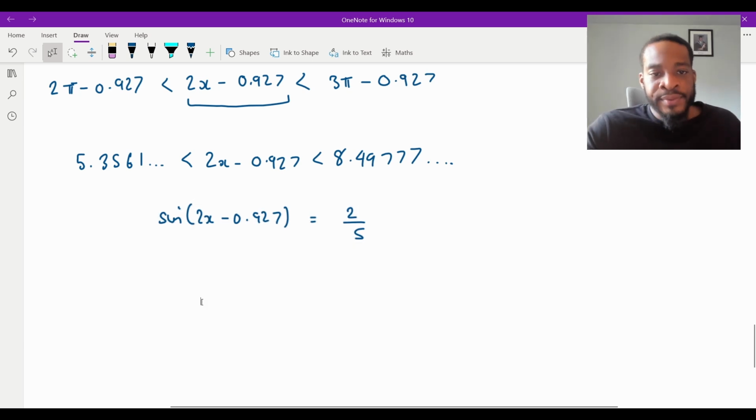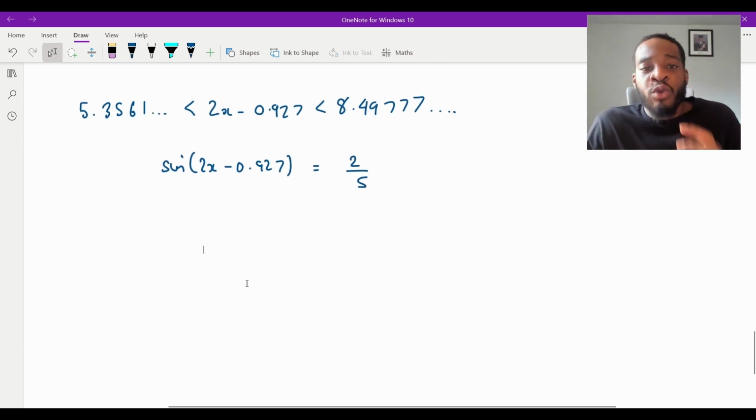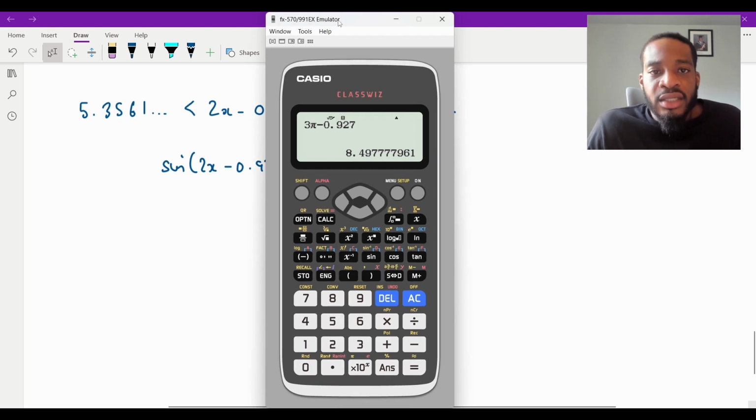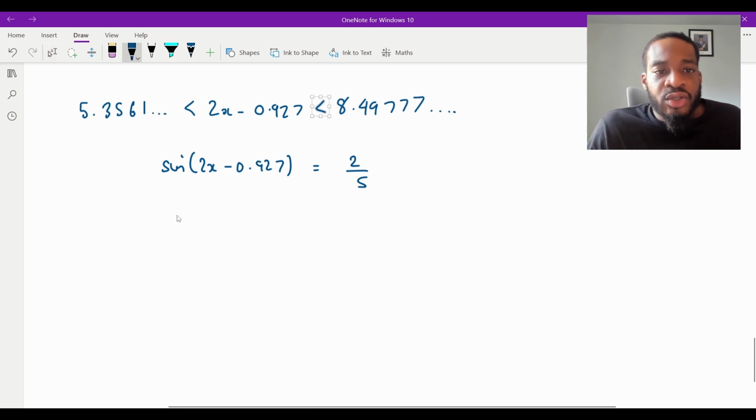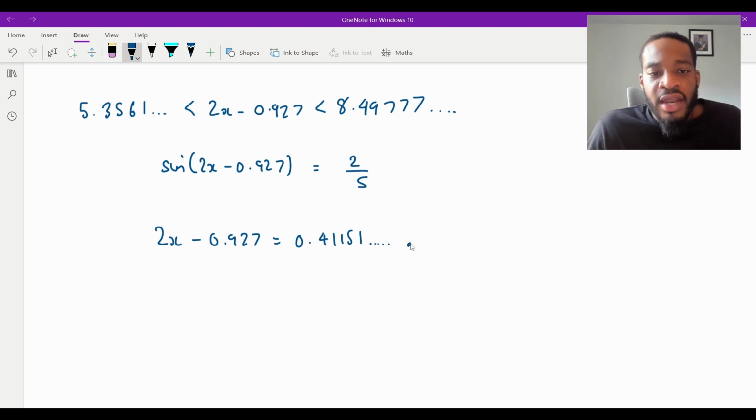So let's get the equation again. So let me do the sine inverse of this now, and I now know where I need to go, right? So sine inverse of 2 over 5 is going to be 0.411. That's going to be the principal value. So I'm going to say then that 2x minus 0.927 is going to equal that one there, 0.41151 blah blah blah. And then the next one, remember, this is sine, the next one is going to be 180. I always use 180, but it's radians, so it's pi. Pi minus that principal value. That would go over there.